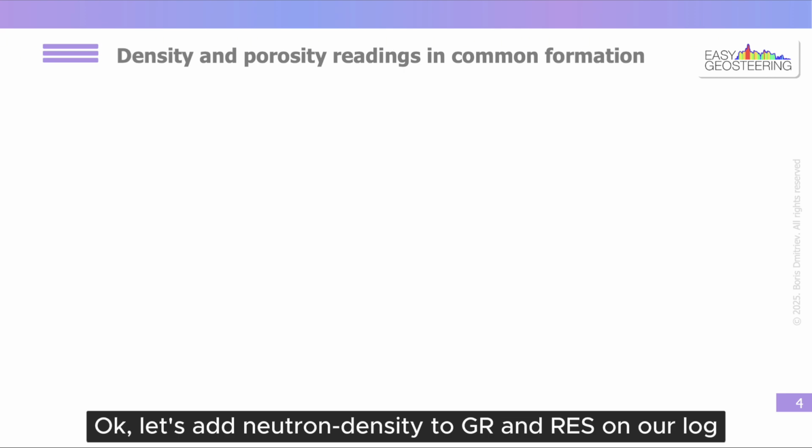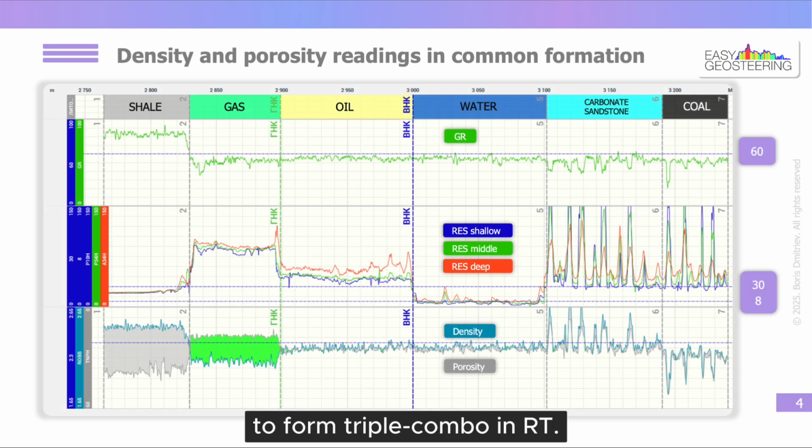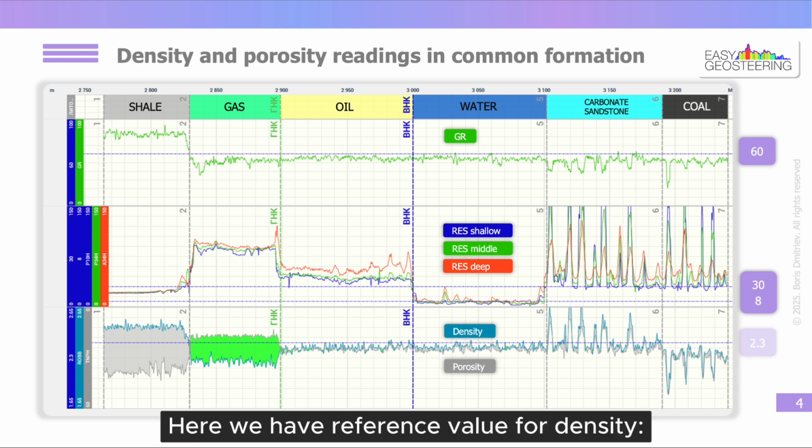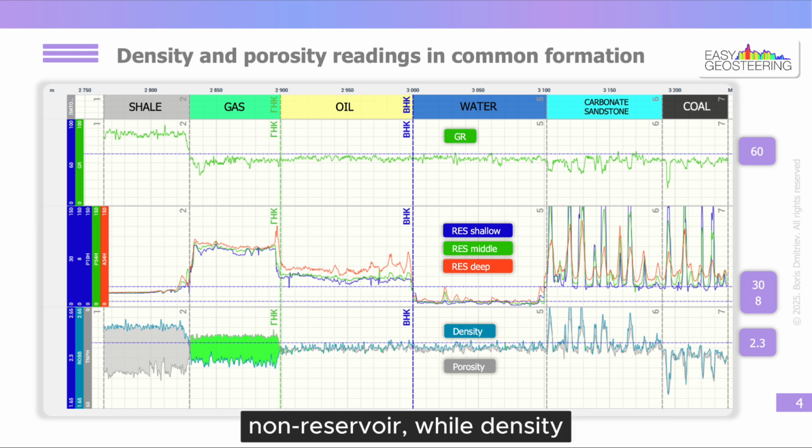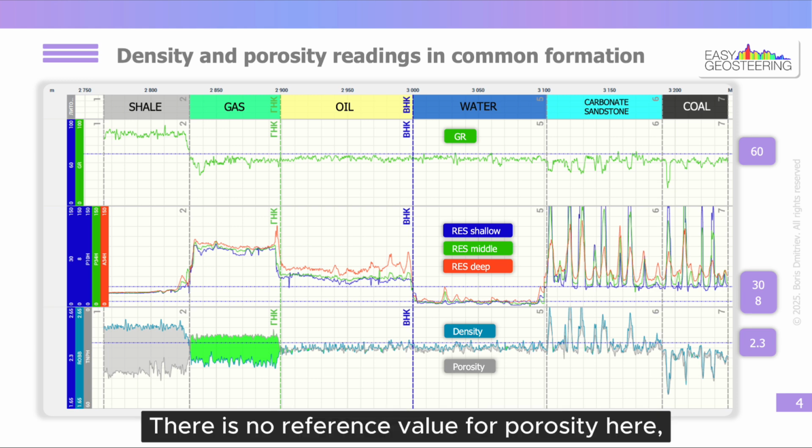Okay, let's add neutron density to gamma ray and resistivity on our log to form the triple combo in real time. Here we have a reference value for density. Greater than 2.3 grams per cubic centimeter indicates non-reservoir, while density lower than 2.3 suggests pay zone. There is no reference value for porosity here, but in some projects you might encounter one.